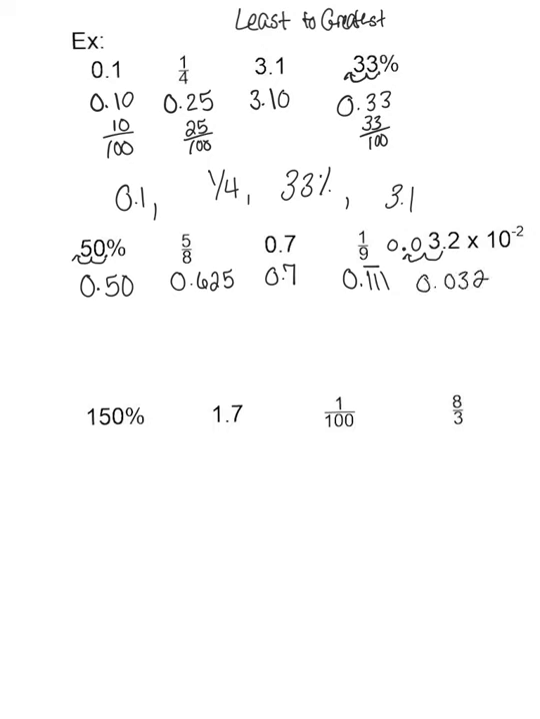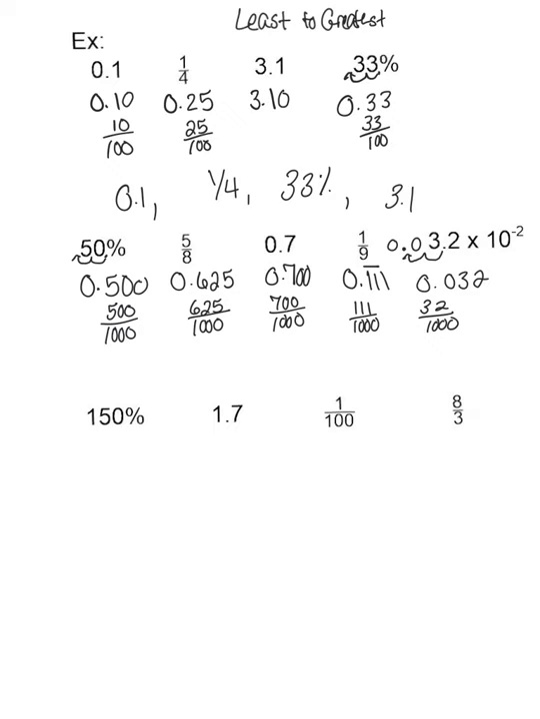Okay, so I have 3 digits after my decimal as my biggest ones. I'm going to move over and put these 0 placeholders in there. Now I can convert them to fractions. So I have 500 thousandths, 625 thousandths, 700 thousandths, 111 thousandths, and 32 thousandths. I want to put these in order from least to greatest.